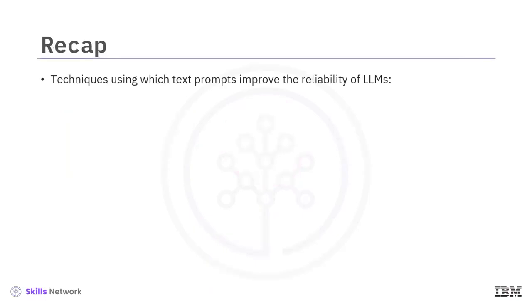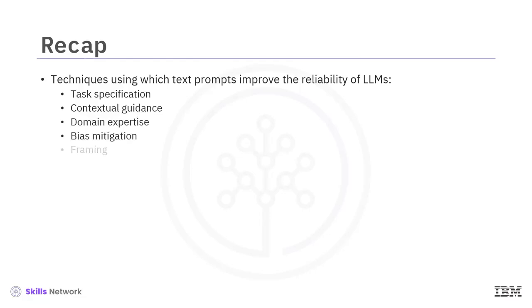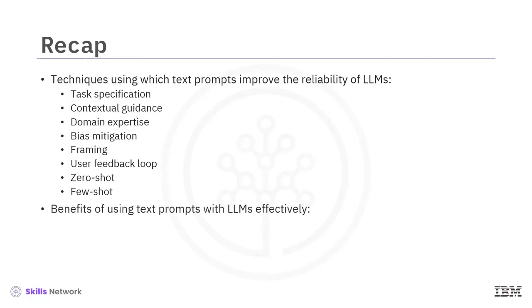In this video, you learned the various techniques using which text prompts can improve the reliability and quality of LLMs. Specifically, you looked at task specification, contextual guidance, domain expertise, bias mitigation, framing, and the user feedback loop. You also learned about the zero-shot and few-shot techniques. Finally, you learned the several benefits of using text prompts with LLMs effectively, such as increasing the explainability of LLMs, addressing ethical considerations, and building user trust.